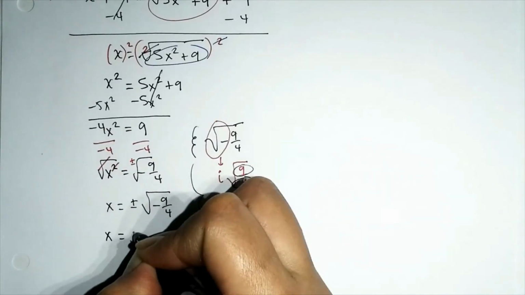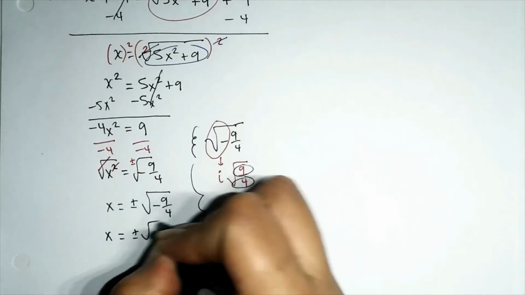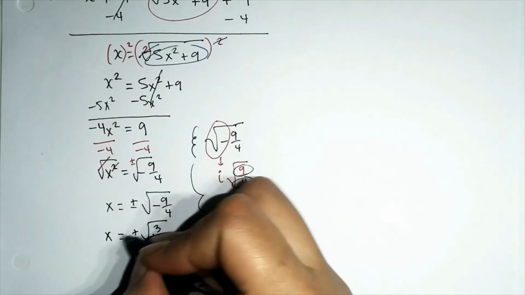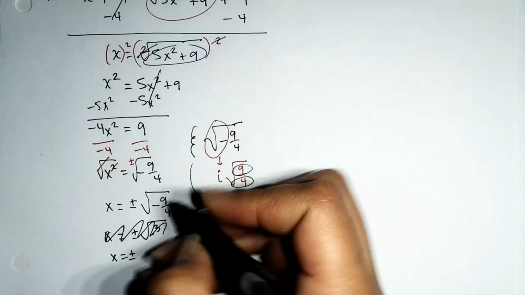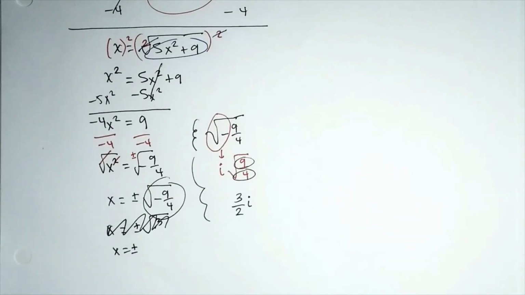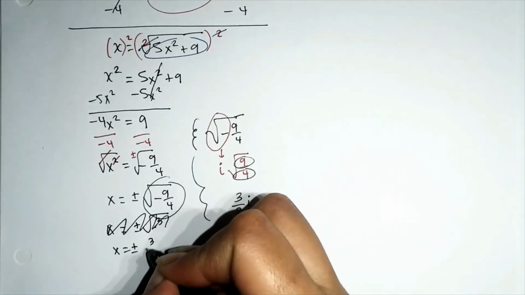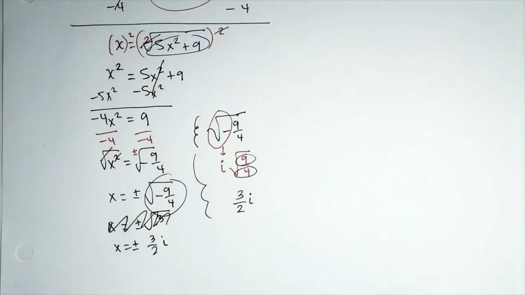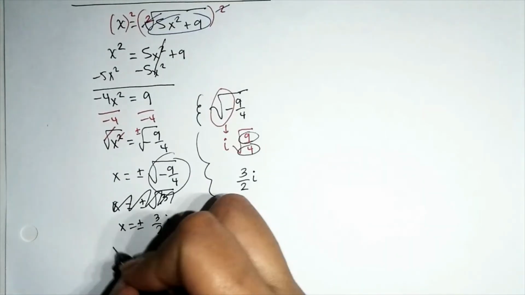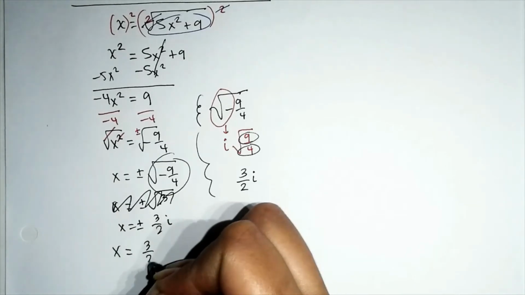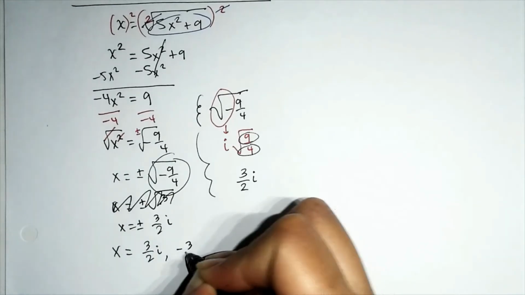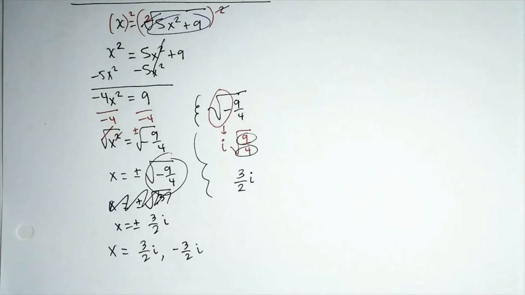So let's do this. We have x equals plus or minus whatever the square root of negative 9/4 simplifies to, which is plus or minus 3/2 i. With your permission, we're going to write it without the plus or minus. So we have x equals positive 3/2 i and negative 3/2 i.